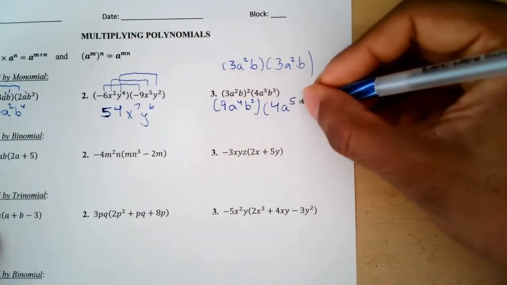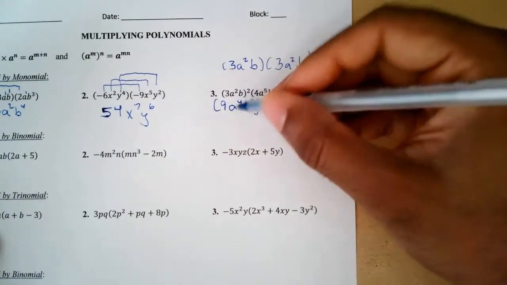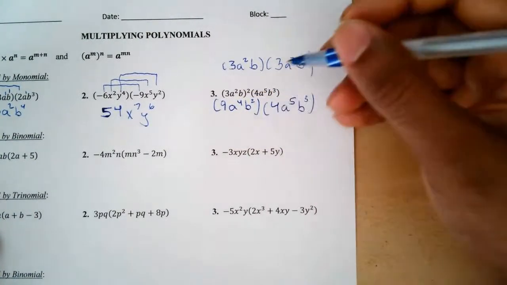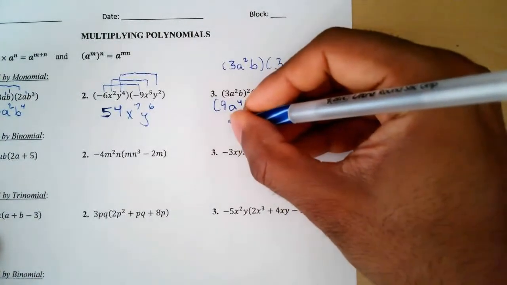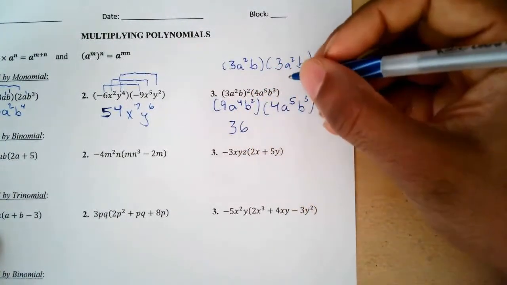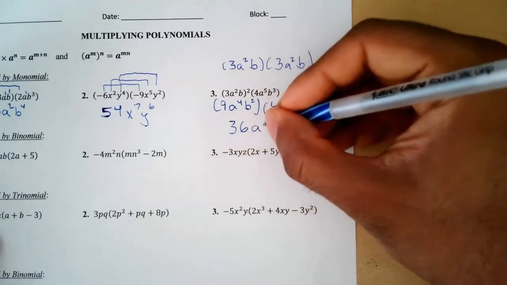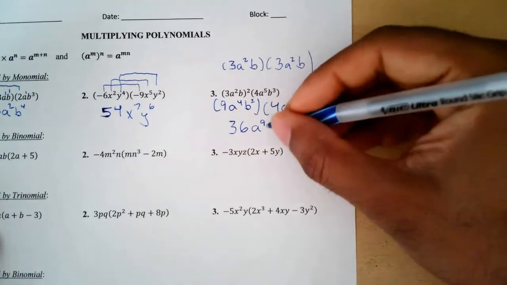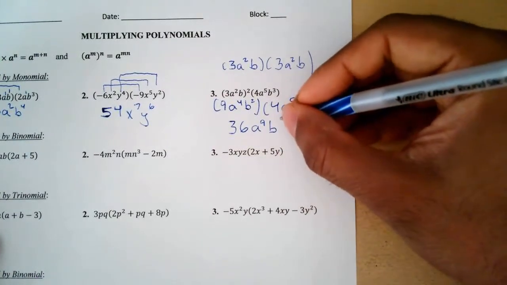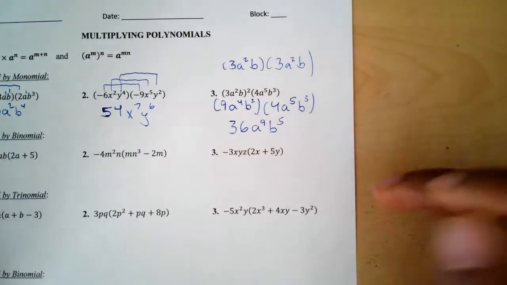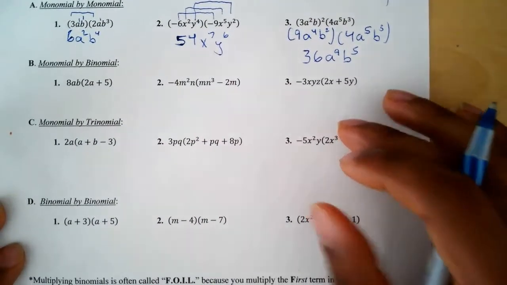The second multiplication is going to be between these two. So 9 times 4 gives us 36. And then we've got a to the fourth and a5. So 4 plus 5 is a9. And b2 and b3 is b5. Okay, good.